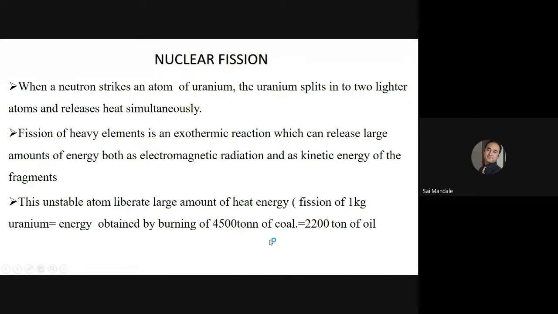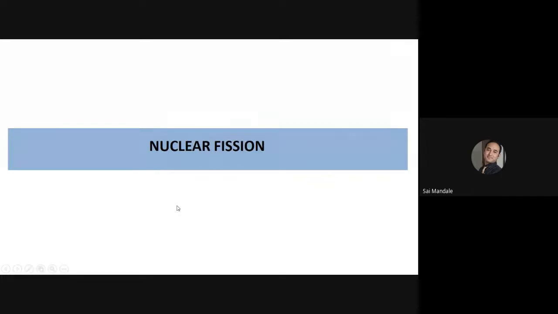So 4500 ton of coal burning and around 2200 ton of oil burning. Once we burn 4500 ton of coal or 2200 ton of oil, the heat obtained is around equivalent to the nuclear fission reaction of 1 kg of uranium. Okay. So how does a nuclear fission reaction take place? Let us have a look.